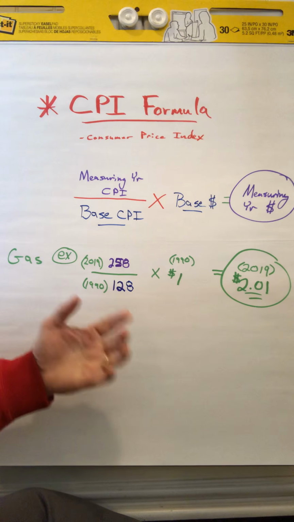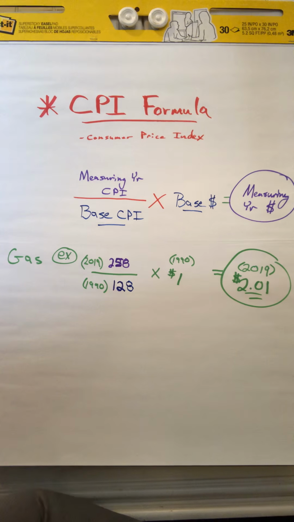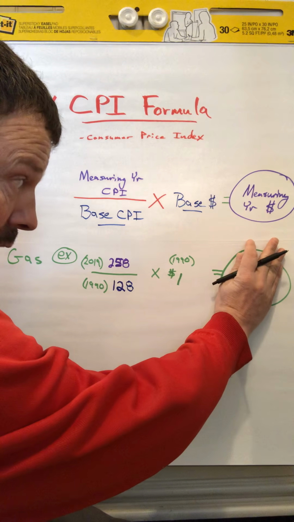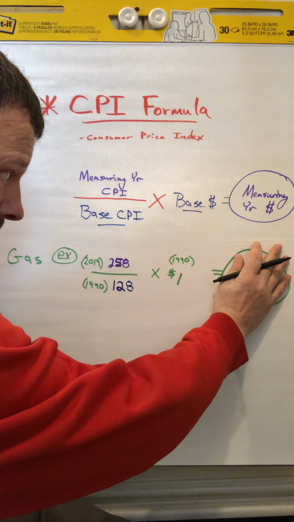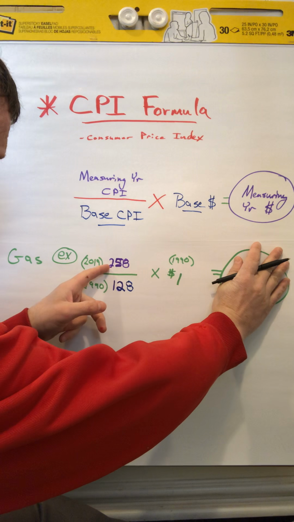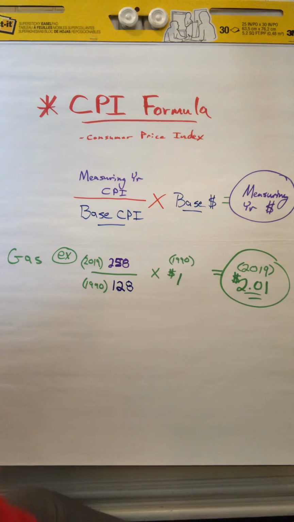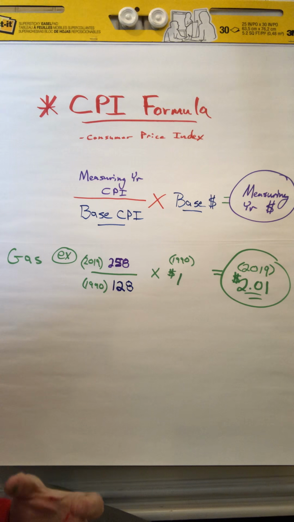Then we look up and find out what the CPI was for 1990 and put it down here. Remember, we don't know this number yet. This is the number we're trying to figure out. So we take 258, divide 128 into 258, times it by a dollar, and the answer is $2.01. So back when I was paying a dollar a gallon, in comparison, that would be you paying $2.01 today.